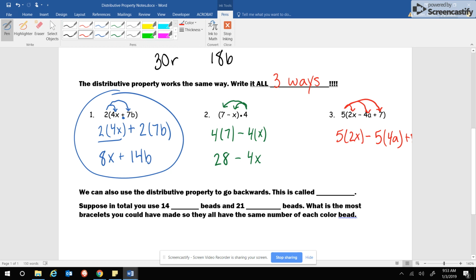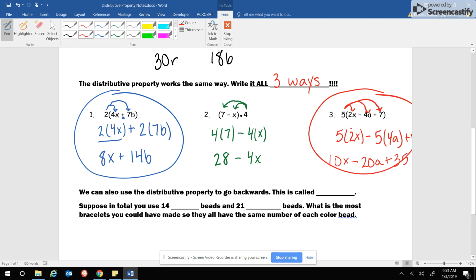So 5 times 2x is 10x minus 5 times 4 is 20. Keep the a plus, and then remember we had 5 times 7, which is 35. So all three of those ways are the same. That is the distributive property right there.